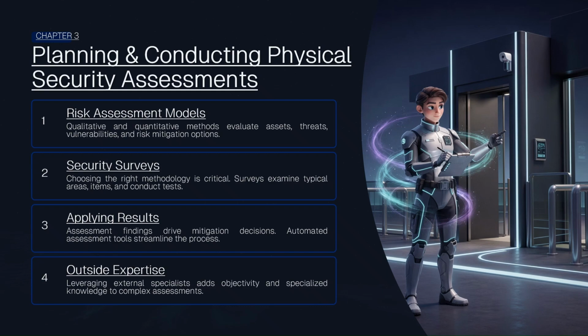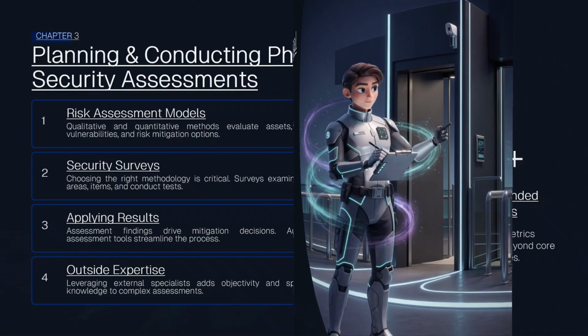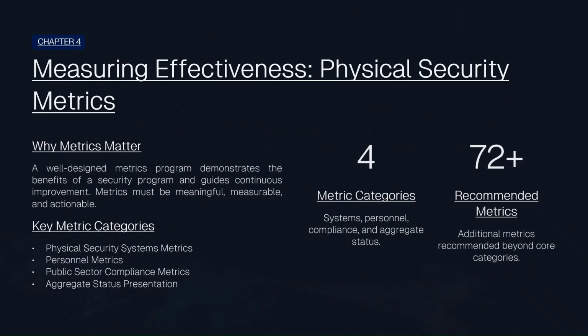Overall, effective assessments ensure that security programs remain proactive, risk-based, and continuously improving. Implementing security measures is only part of the process. Organizations must also determine how effective those measures are. This is where physical security metrics become essential. Metrics provide quantifiable evidence of how well a security program is performing. They help demonstrate the value of security investments and support informed decision-making by management.